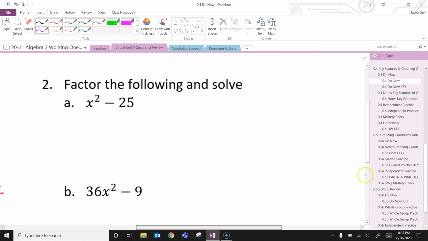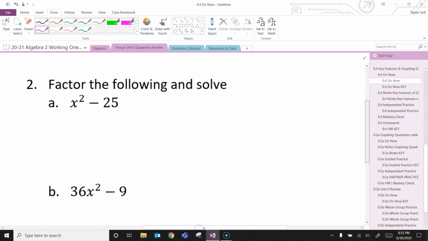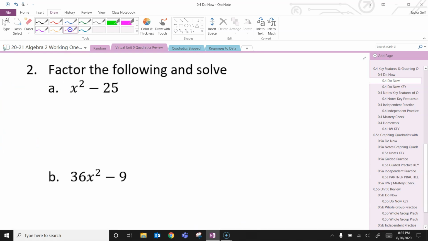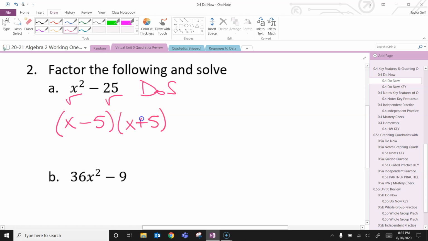Factor the following and solve. So same instructions. Cool. We are not going to use the box on this one because we should notice something special. We can take the square root of both of these. So square root of x squared. We're going to use difference of squares. Square root of x squared is x minus square root of 25 is 5. X minus 5. And then you have to copy that factor, but switch the sign. So difference of squares, you're always going to get two factors that match, but have different signs.